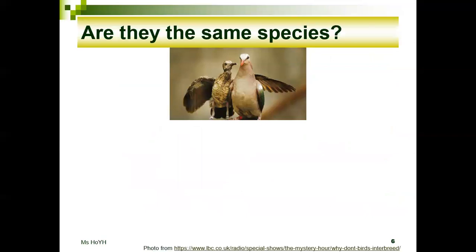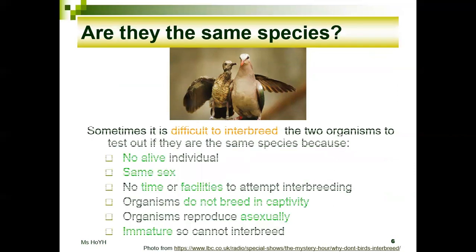Okay, now you got these two birds here. The bird on the left side looks different. Then you want to say, are they the same species? You cannot use the morphological similarity, because the morphology looks different, right? So the next way to test them is to cross them, isn't it? See whether they can produce offspring. But the problem is, if you want to test them by crossing them, there are quite a lot of problems.